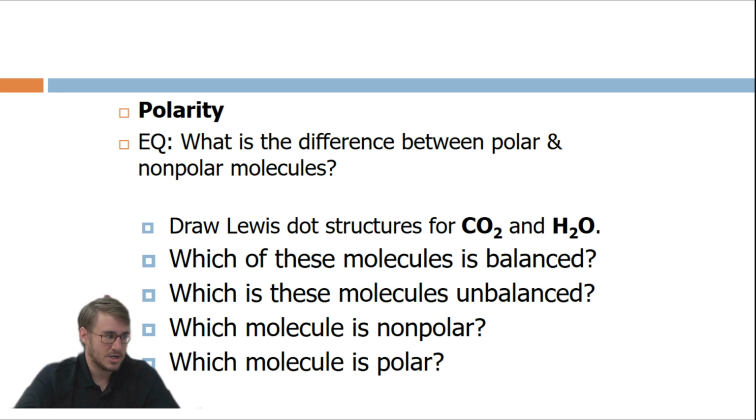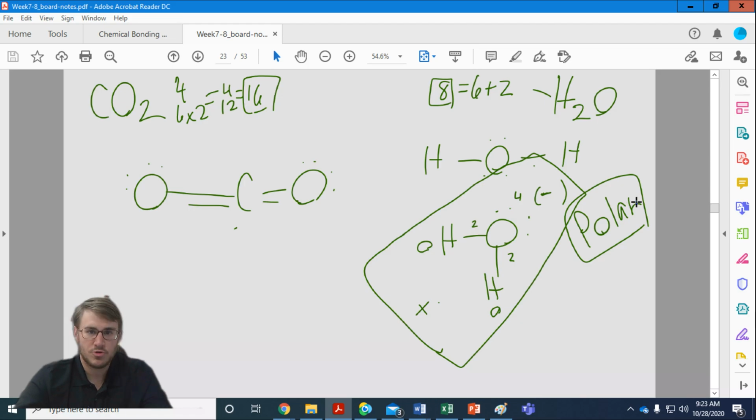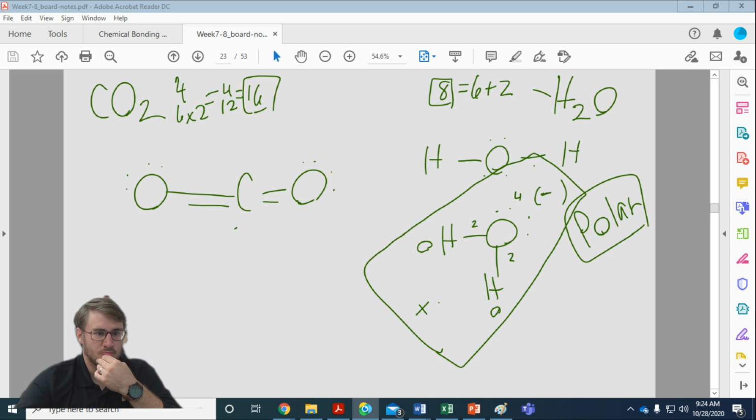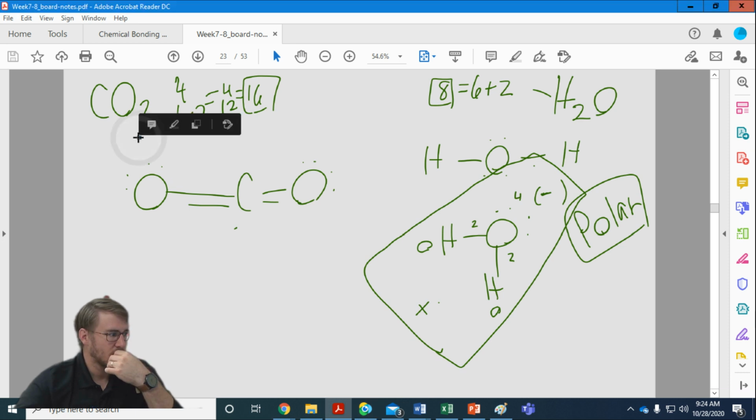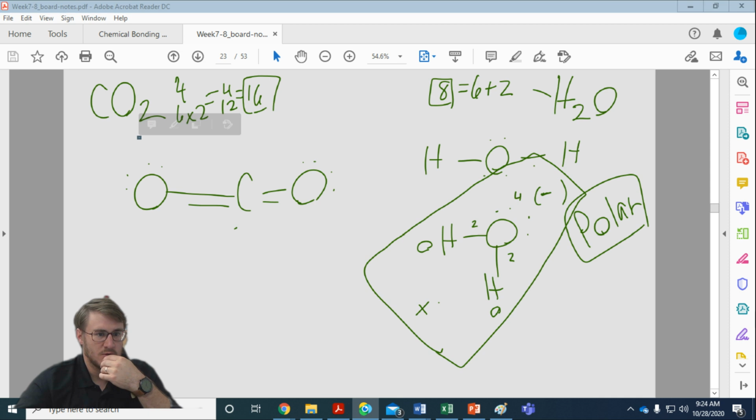Then going into Friday, we talked about polarity. We looked at the differences between CO2 and H2O: which is balanced, which is unbalanced, which is nonpolar, which is polar. That's what we did on the board in class, and I'm about to show you that next. I don't get to show you the nice progression, but more or less I draw the Lewis dot structure here, and let's see if I can draw on this page for us.